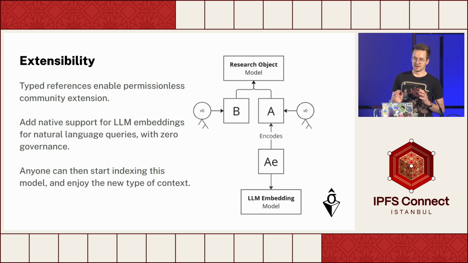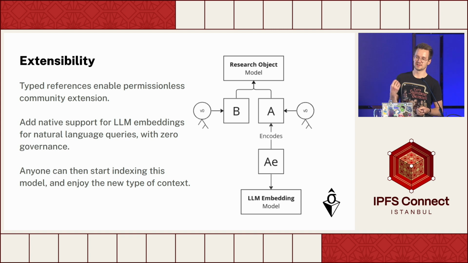So another thing that's really cool about this is how it's extensible by the community. Each of these models is independently indexed, which means that the community can create extensions of the protocol. They can create a new data type and new types of references, which can be found by everyone participating and interested in finding this data.